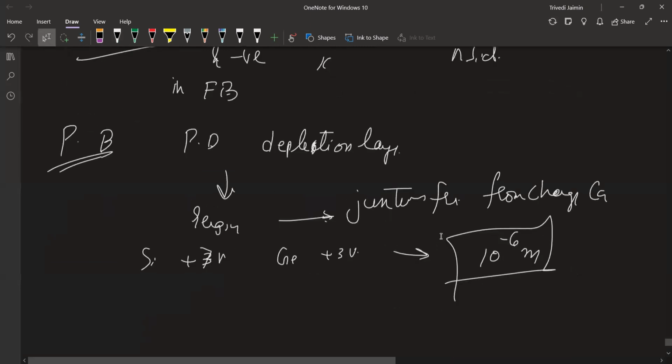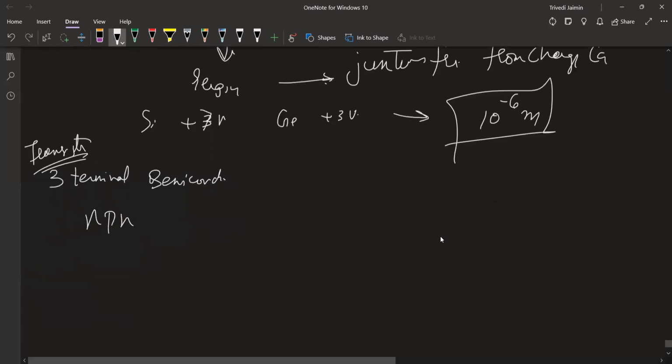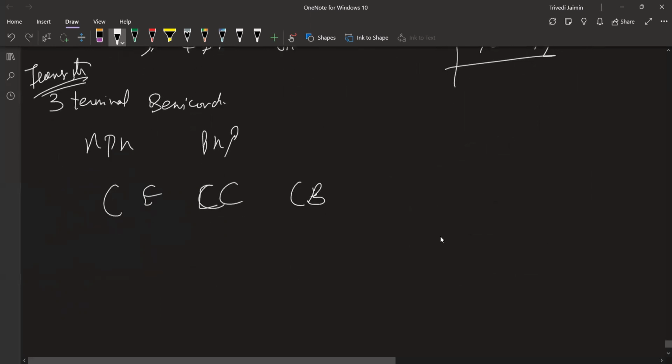Transistor. A 3-terminal semiconductor device, NPN or PNP. So configurations are CE, CB, CC. Emitter, base, collector. You remember all these things, right?